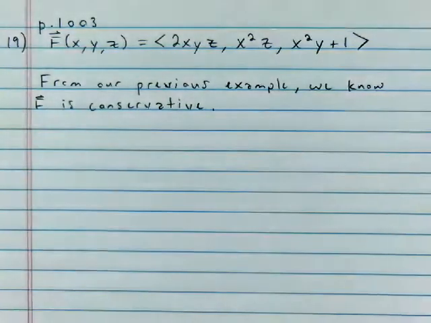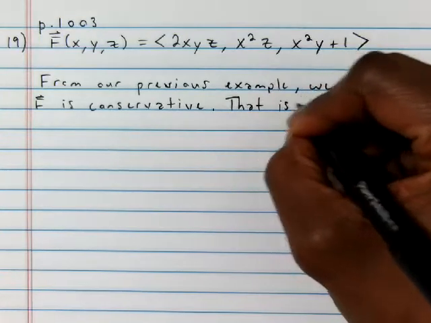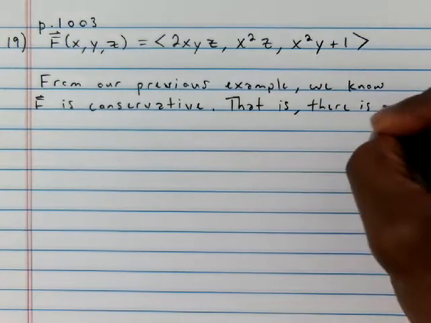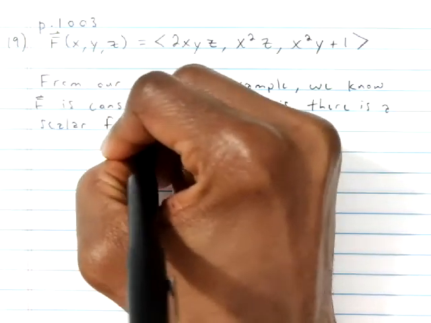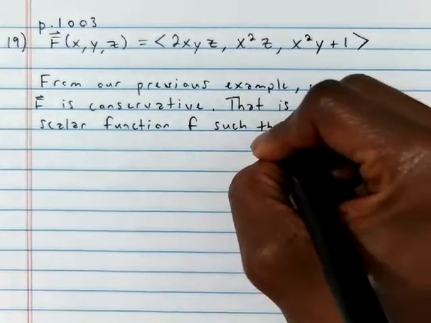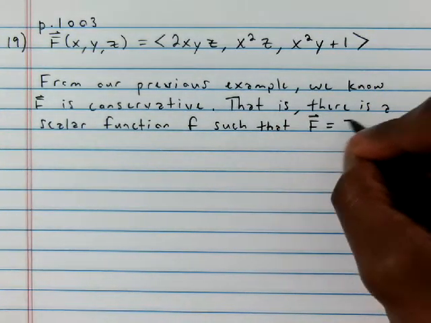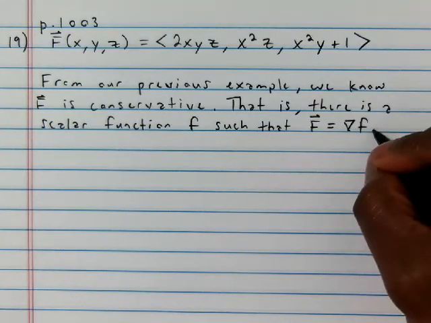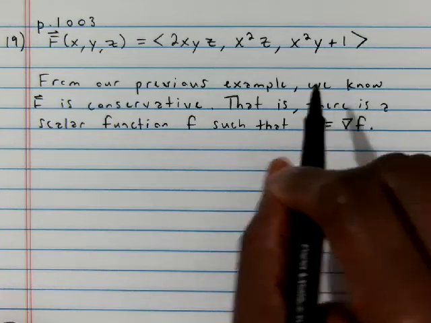So remember, what does that mean? That means there is a scalar function f such that the vector field F is equal to the gradient of f. So that was the first part of the question. It said determine whether F is the gradient of some scalar function f, and we already determined that in our previous example from the things that I just mentioned.